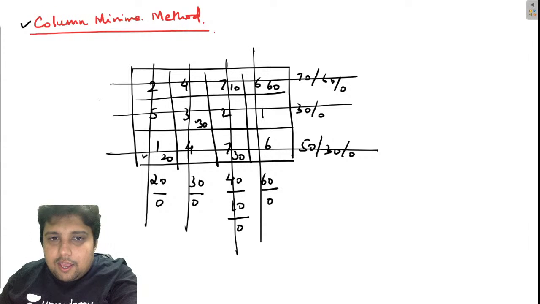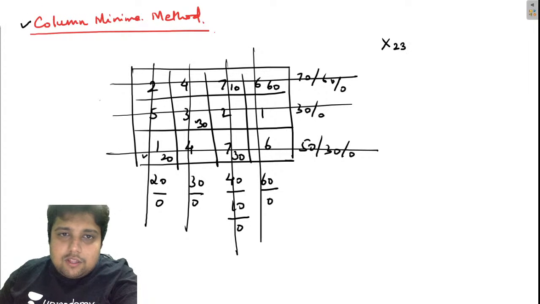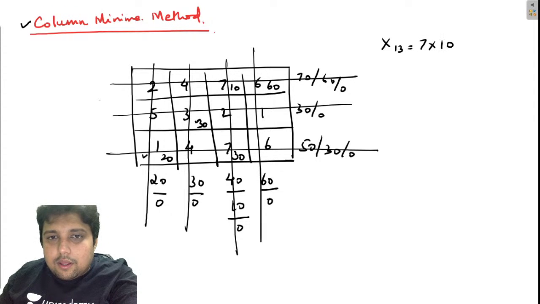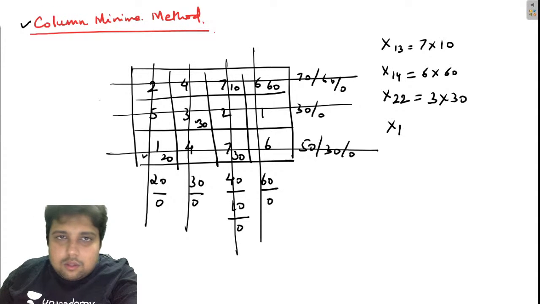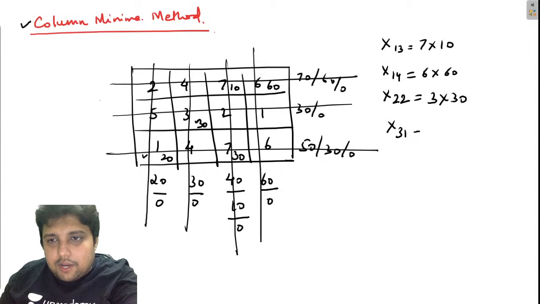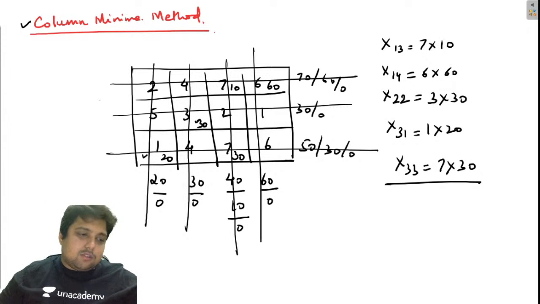So this is, my friend, 3 into 20, 3 into 30, 7 into 30, 7 into 10, 6 into 60, 3 into 30, 1 into 20, 7 into 30. So let us just total this out.